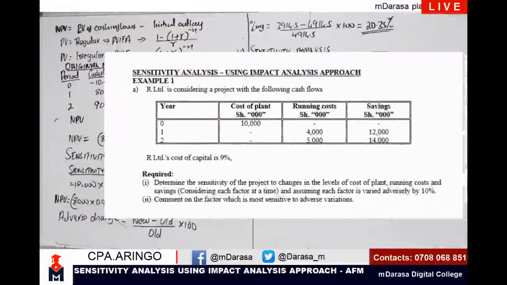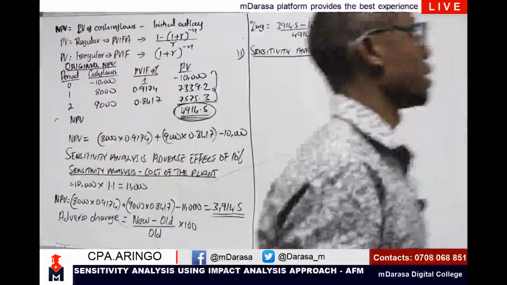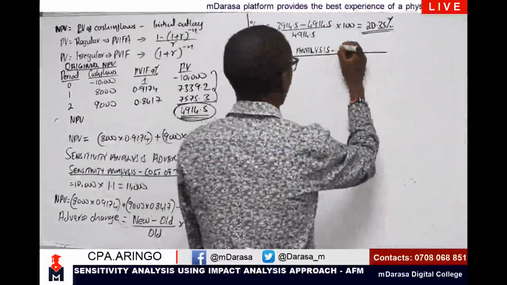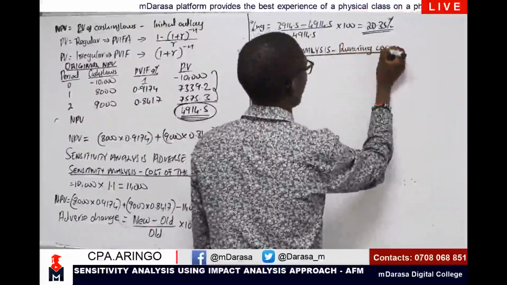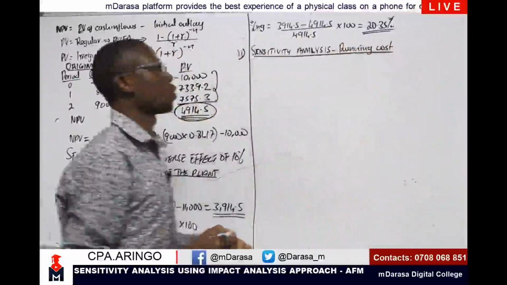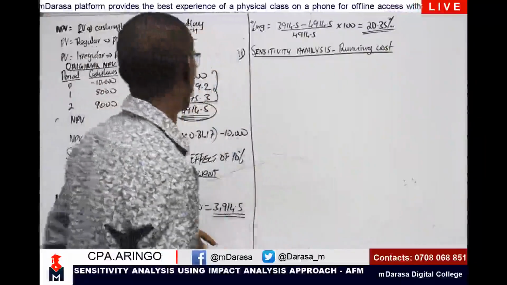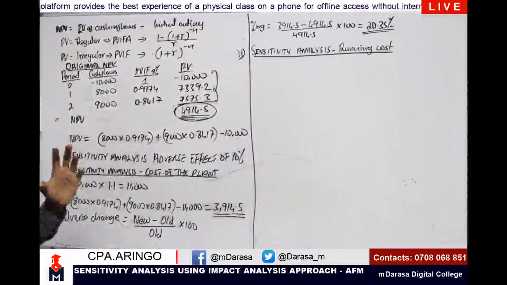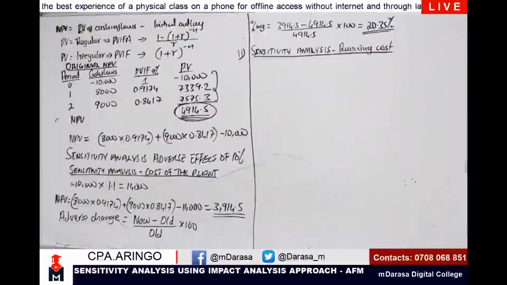So we've done for cost of plant, now running cost. Let us do it for running cost, right? So in this case, I'll just write here sensitivity analysis. We are looking for running cost, okay? We want to talk of running cost. How will we work it out? Our original running cost, how much are we having?